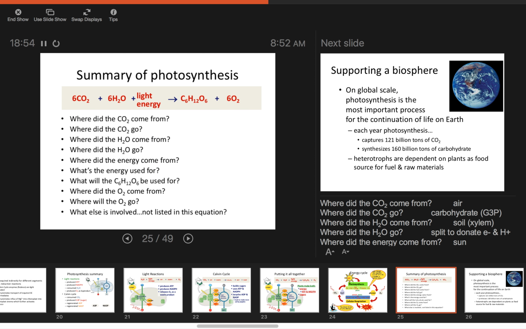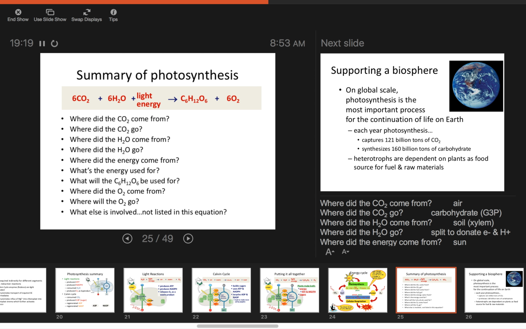So a little summary. I think on your guided notes we have some questions about where did the CO2 come from and where did it go, right? So where did the CO2 come from? The air, the atmosphere, okay? Where did the CO2 go? Goes into the glucose. Yep, G3P. So it enters the Calvin cycle to become glucose.